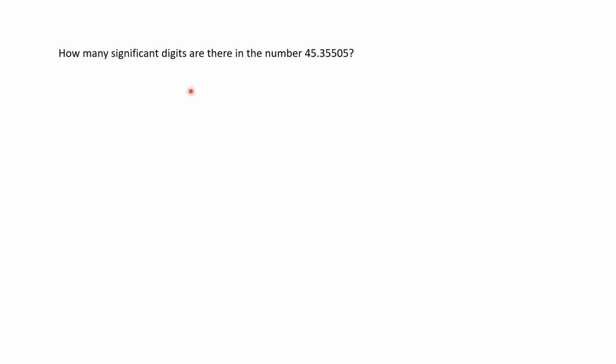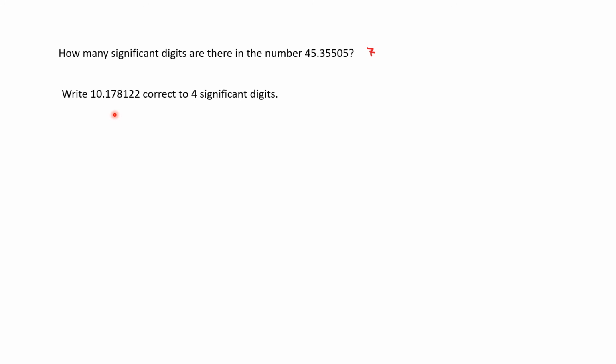How many significant digits are there in the number 45.35505? In this case, all the numbers are non-zero integers except this 0. But this 0 is in between. That means it is significant as well. So you have 7 significant numbers.